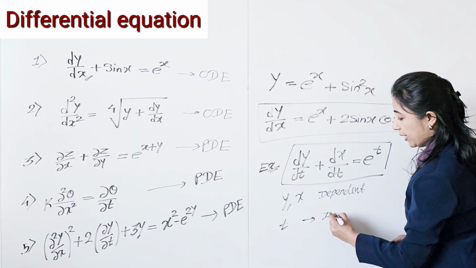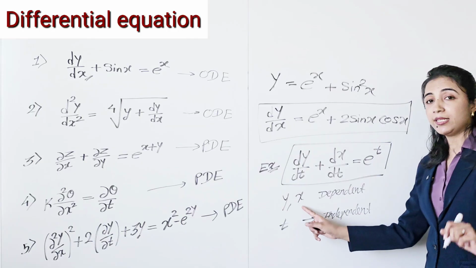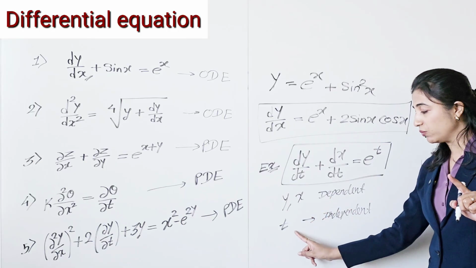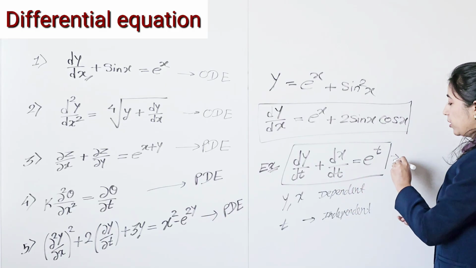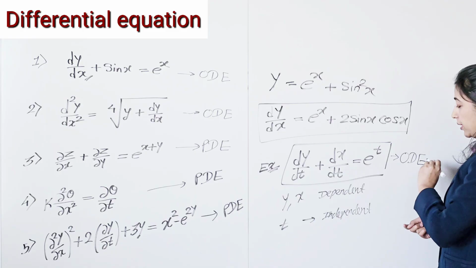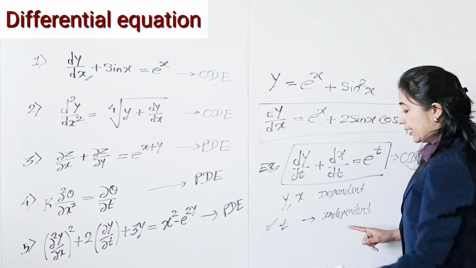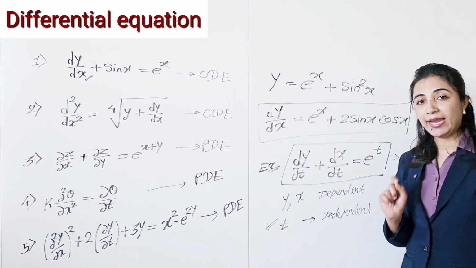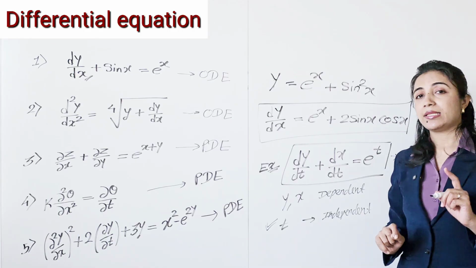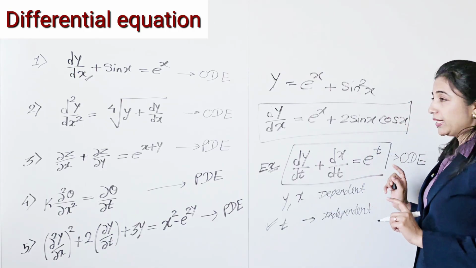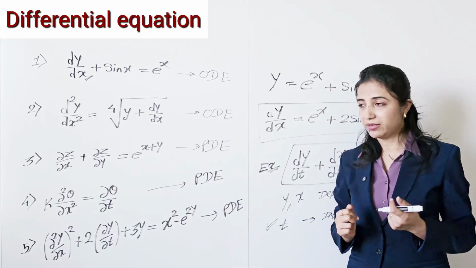So t is an independent variable. Here there are two dependent variables and one independent variable. So this is also a differential equation, and this is an ordinary differential equation. In an ordinary differential equation, we must have a single independent variable. If any differential equation contains a single independent variable, then it is called an ordinary differential equation. If it is not, then obviously it becomes a partial differential equation.